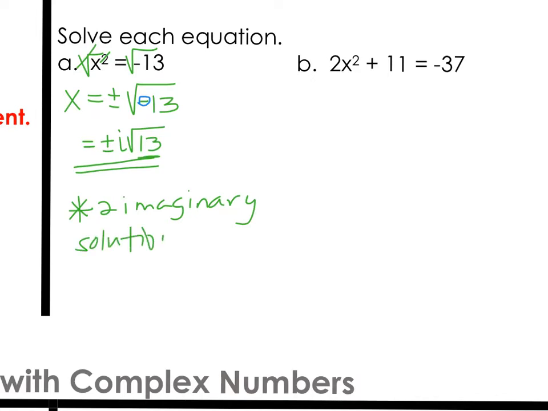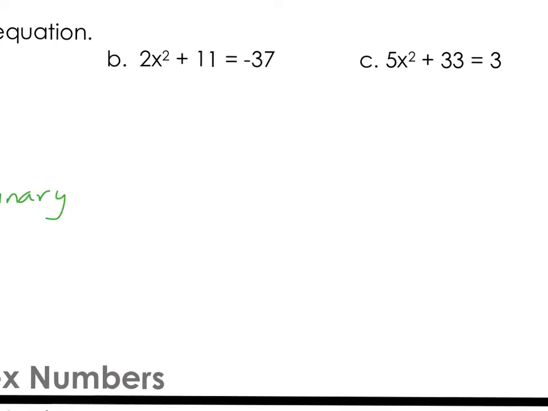That means our graph wouldn't actually cross the x-axis. All right, let's try the next one. We have 2x squared plus 11 equals negative 37. If we want to try to get x squared by itself, we need to move the 2 and the 11 to the other side. But when we think order of operations, we have to do them in the reverse order. The first thing you should do is subtract 11 to move it over.